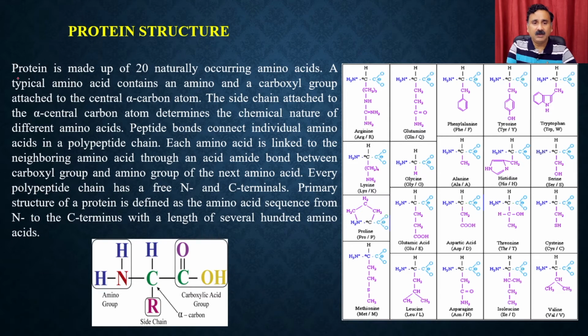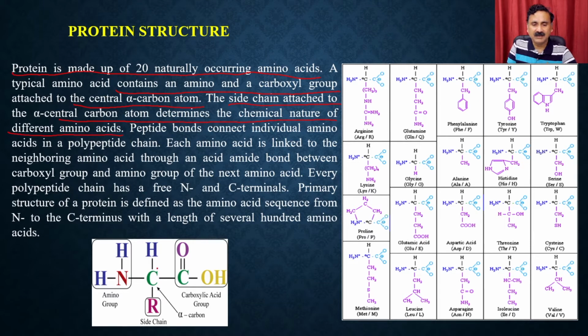So in today's lecture, we are going to discuss more about the protein structures. As we said, protein is made up of the 20 naturally occurring amino acids. A typical amino acid contains an amino group and a carboxyl group attached to the central alpha carbon. The side chain attached to the central alpha carbon determines the chemical nature of the different amino acids.